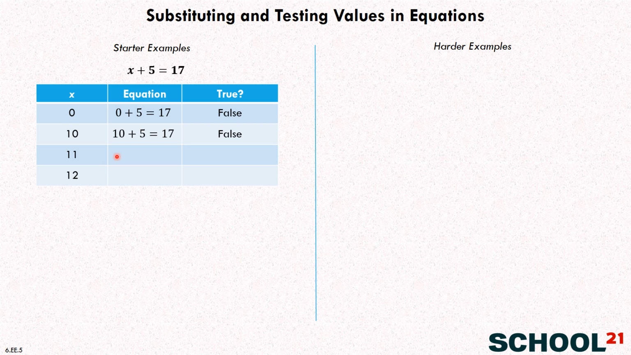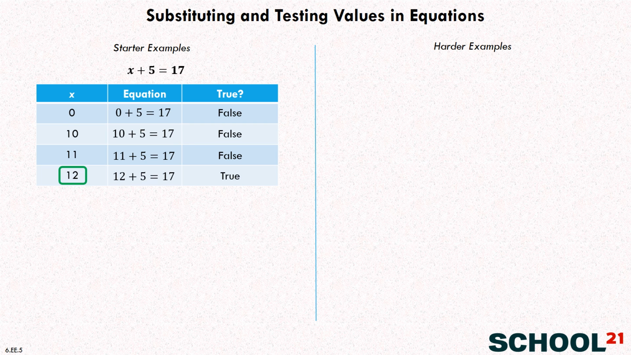So let's just keep going and try these next two values. So tell me what I should write right here. 11 plus 5 equals 17. Okay, good. And is that true? No. So we're going to go ahead and write false there, right? Right. Okay, what should I write on the next row down? 12 plus 5 equals 17. Like that? Yep. Okay, and does 12 plus 5 equal 17? Yes. Okay, so that's true, and we can go ahead and circle 12 there because that's our answer, just like you said at the beginning.